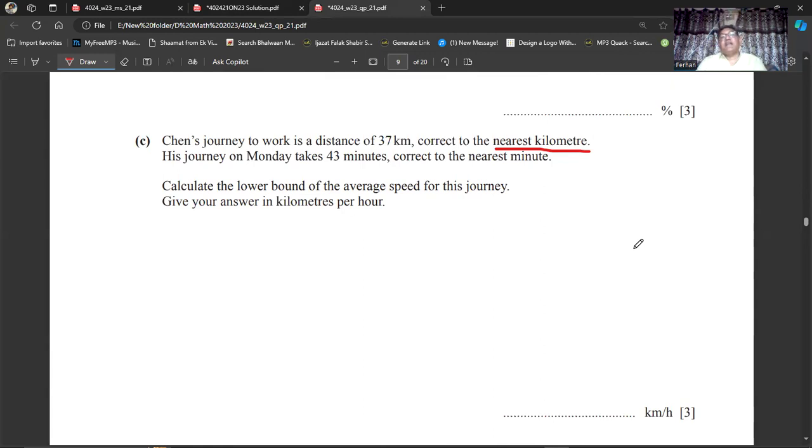His journey on Monday takes 43 minutes, correct to the nearest minute. Okay, so because this is correct to the nearest minute, nearest minute means 1 minute. So divide 1 minute by 2, you get 0.5 minutes. So the time is 43 minutes. If you add 0.5 to it, you will get the upper bound of the time. And if from 43 you subtract 0.5 minutes, you will get the lower bound of the time.